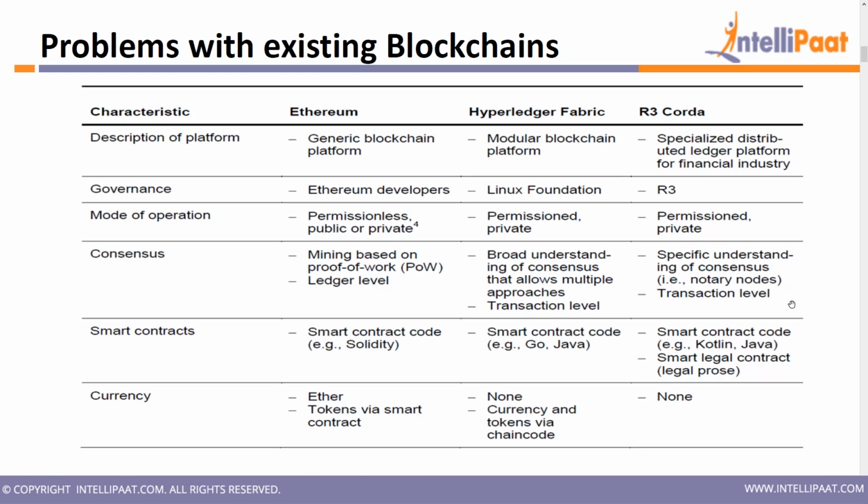Now, currency type. In Ethereum, because Ethereum was majorly developed as a cryptocurrency platform in relation to Bitcoin, it has a currency type named Ether, and other kinds of currencies are also used, like tokens via smart contracts, that you can generate when you are writing your smart contracts in order to do transactions.